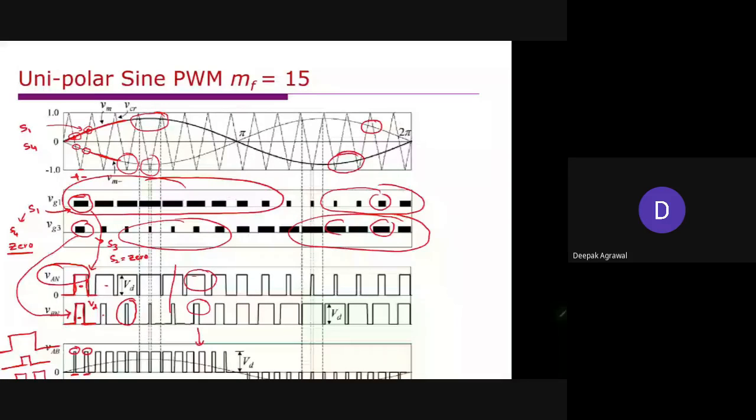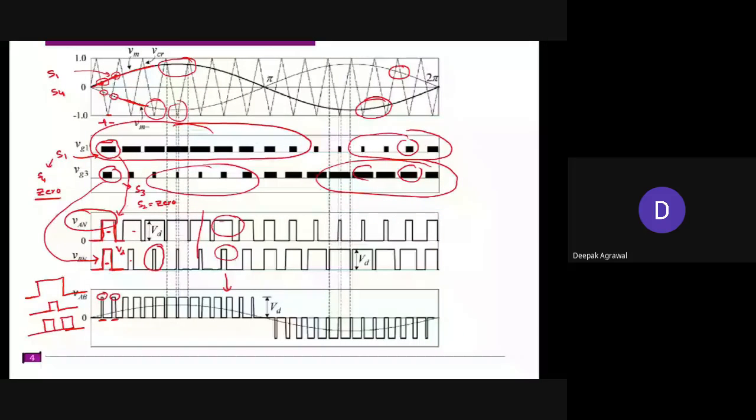S1 is narrower in the negative half cycle and S3 is wider. In the positive half cycle, S1 is wider with pulses when compared to S3. So in the positive half cycle, you will get complete positive voltage, and in the negative half cycle, you will get complete negative voltage. Clear? Is that clear?